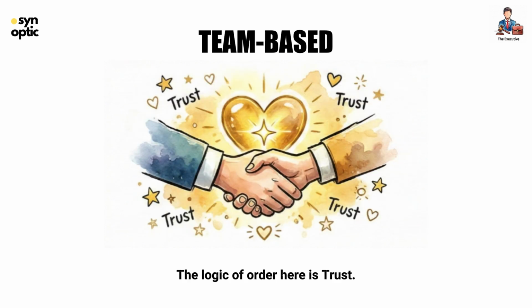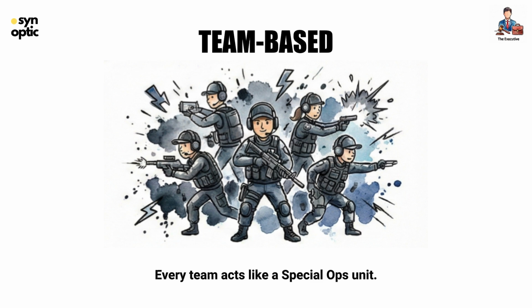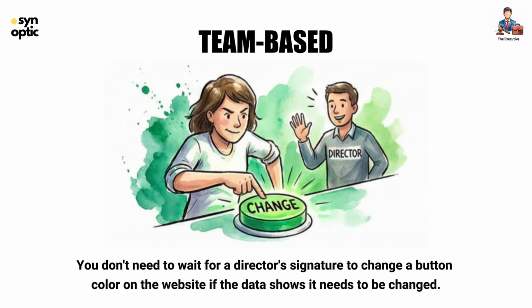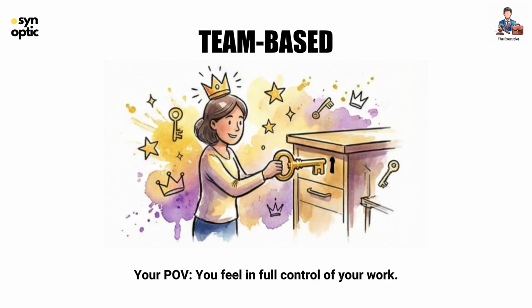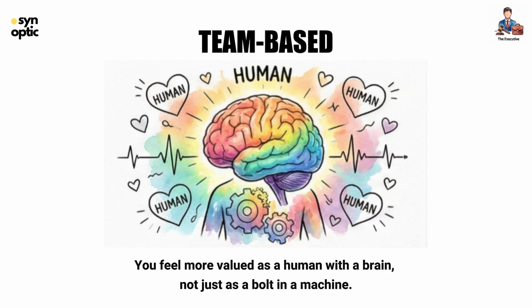The logic of order here is trust. Every team acts like a special ops unit. You don't need a director's signature to change a button's color on the website if the data shows it needs to be changed. Information moves very fast because there are no bureaucratic barriers. Your POV, you feel in full control of your work. You feel more valued as a human with a brain, not just as a bolt in a machine.